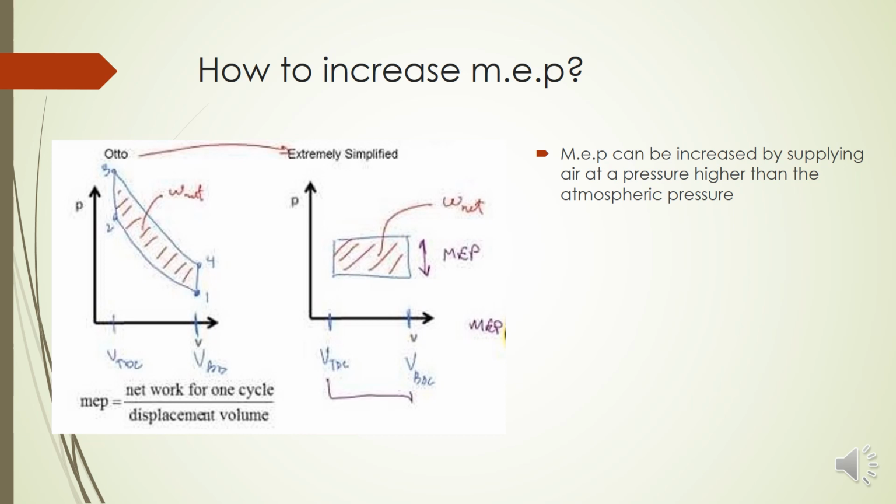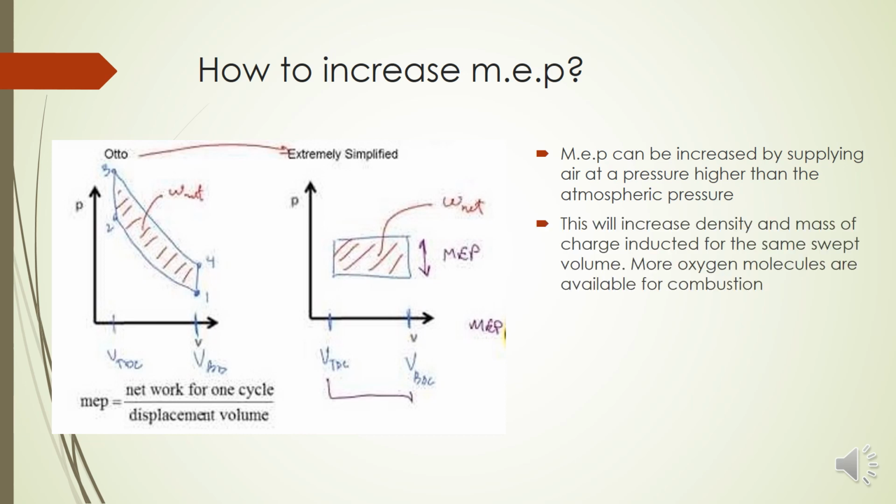Simply, you can apply a compressor. So that is the supercharger. Supercharger means we are simply applying a compressor external to the engine so that it can supply air at a higher pressure than atmospheric pressure.